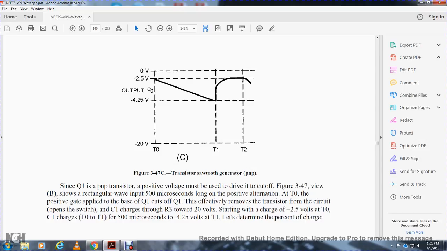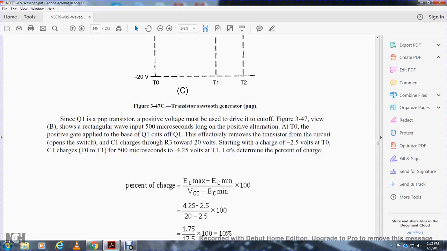Capacitor 1 charges through resistor 3 toward 20 volts, starting the charge from negative 2 volts over the time from 1 to 2. Capacitor 1, time 0 to time 1, 500 microseconds to negative 4.25 volts, times resistor 1. Let's determine the percent of the charge.